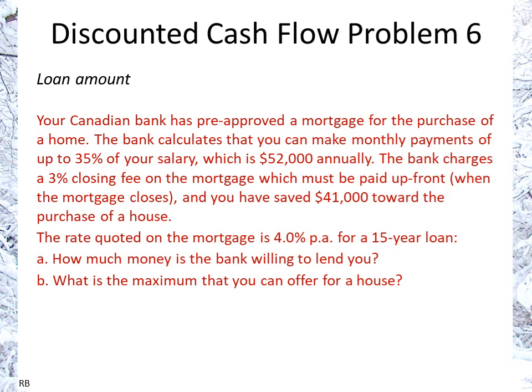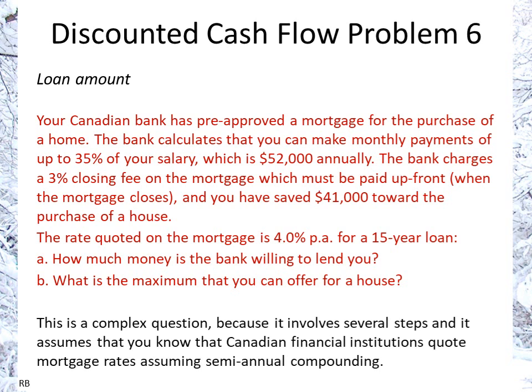The rate quoted on the mortgage is 4% per annum for a 15-year loan. So A, how much money is the bank willing to lend you? And B, what is the maximum you can offer for a house? Now this is a complex question because it involves several steps. In this case, it also assumes you know that Canadian financial institutions quote mortgage rates assuming semi-annual compounding. So let's look into this.